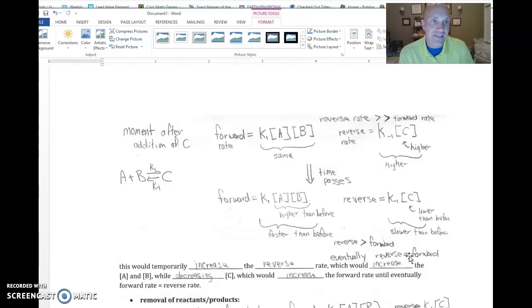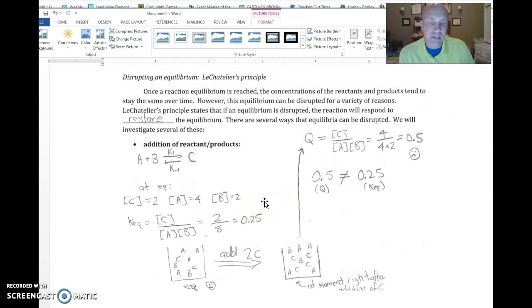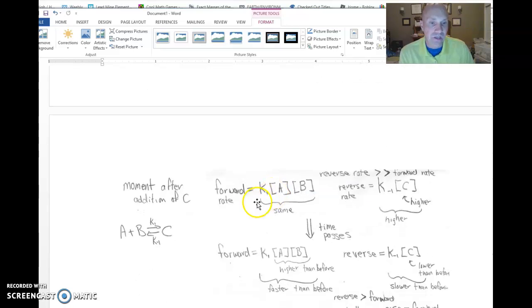So that's the classic example of Le Chatelier's principle. And again, it's not magic. It's just a simple application of looking at what you would expect to happen if you just looked at these different rates, the forward rate and the reverse rate.